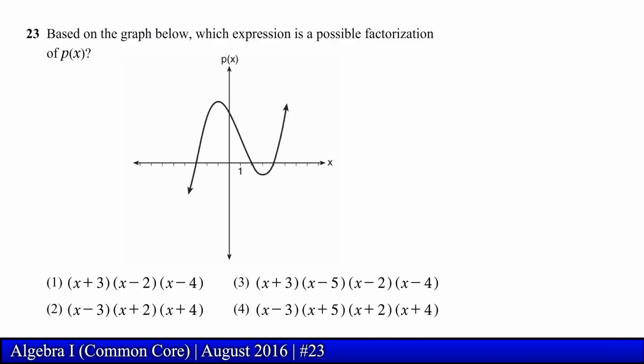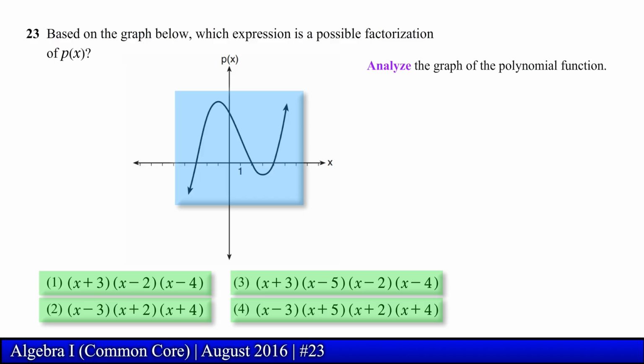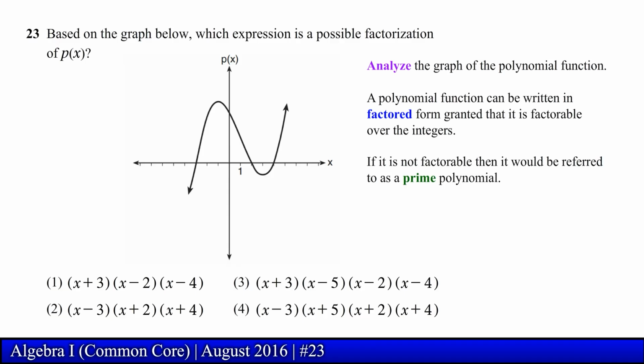In this problem, we need to determine which of the given options can be a possible factorization of the polynomial function p of x. We can determine this by analyzing the graph of the polynomial function. Recall that a polynomial function can be written in factored form, granted that it is factorable over the integers. Otherwise, it would be referred to as a prime polynomial.